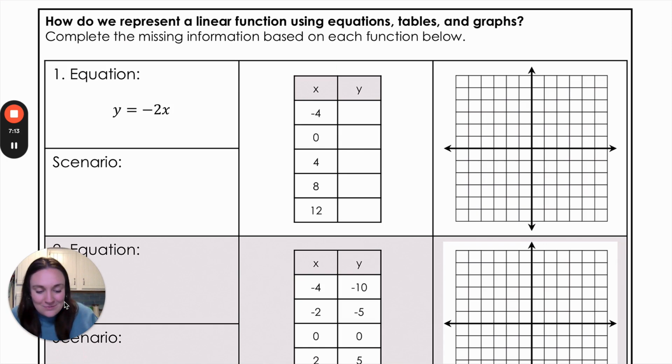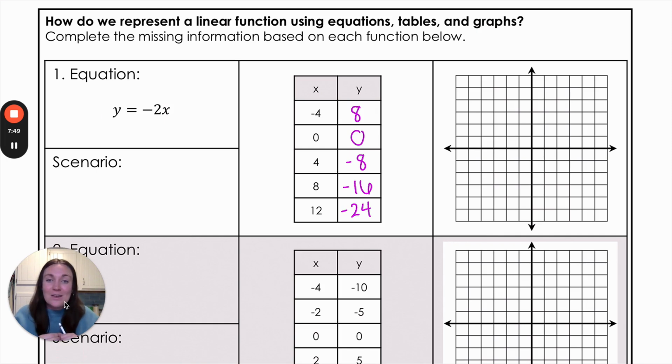All right, so this first one, we have our equation, y equals negative 2x. So remember, this means that I'm taking whatever the x is and I'm multiplying it by negative 2 for that rule. So if I have negative 4 times negative 2 gives me positive 8. If I plug in 0, 2 times 0 gives me 0. 4 times negative 2 is negative 8, negative 16, and negative 24. So we can easily take that equation and turn it into the table just by multiplying out, following that rule that we talked about way back when.